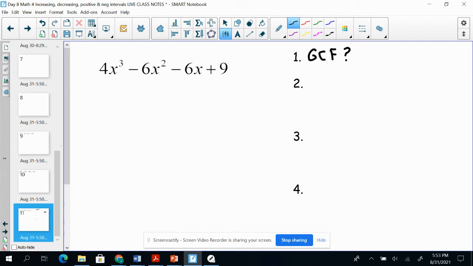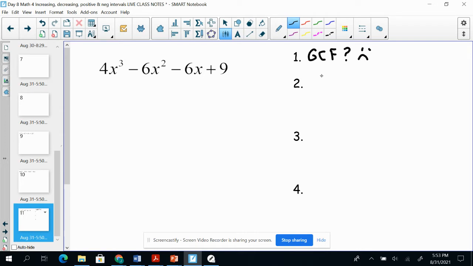In this case, I have a 4, a 6, a 6, and a 9. If that 9 wasn't there, then I probably could pull out a 2, but there is a 9, so I can't. Then you look at your letters, x, x, x. There's not a variable at the end, so I can't pull out an x all the way through either. So in this case, there's no GCF. So we're going to keep rocking and rolling.